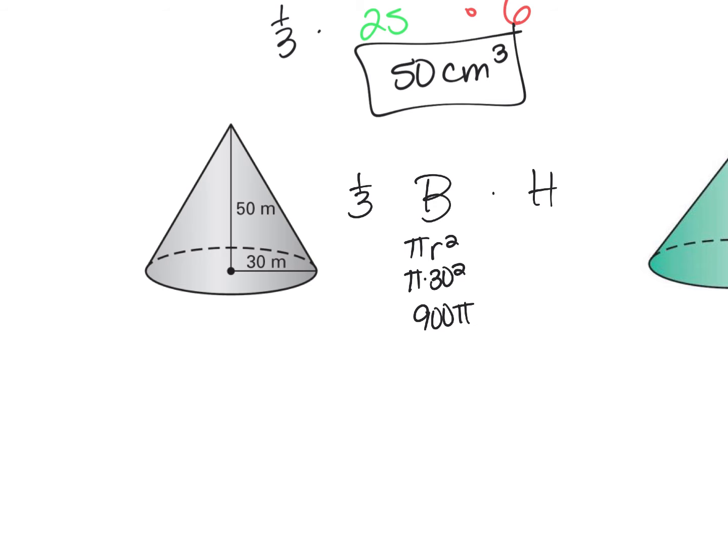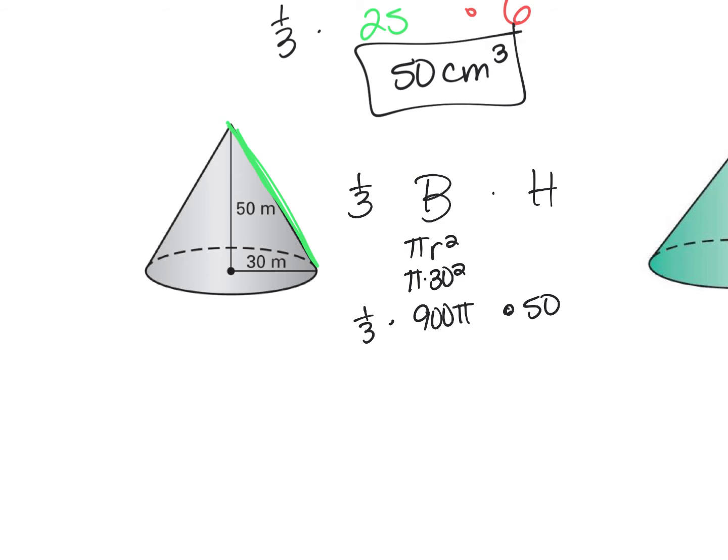Now, what is the height of our cone? Do they give us the height or do they give us the slant height? The slant height would be right here. And remember, for volume, you do not want the slant height. You want the inside, the regular height. So they give it to us on this one. So it's going to be 50. And then we can't forget to have our 1/3.